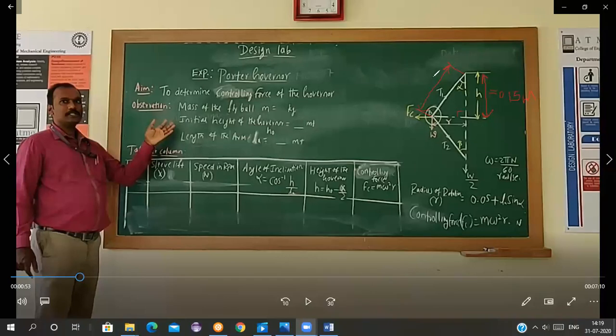Yes, of course, L will be more. Those who are applying, the L will be more. The initial length will be more, so we can take this initial length of the arm. This length is not going to change according to the speeds. The length of the arm will not change with the speed, so we can take it as 0.18 meters. These are the values which we are taking.